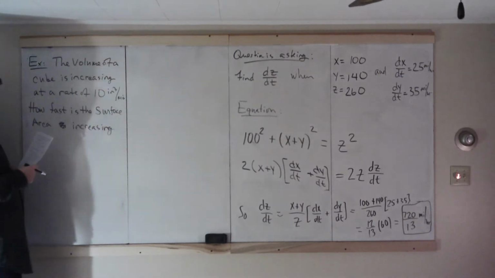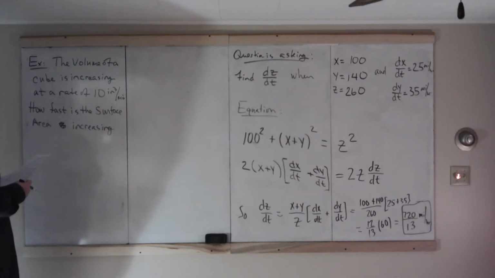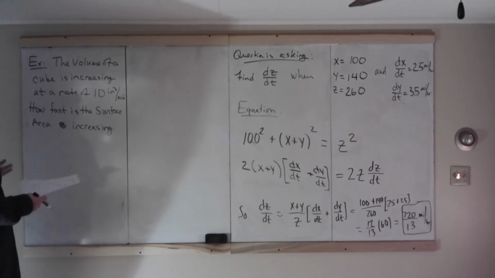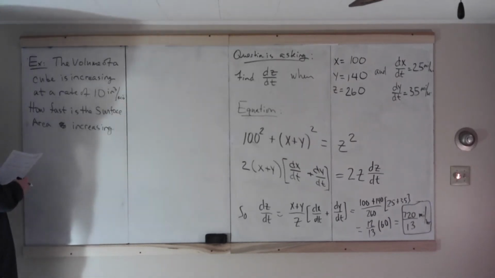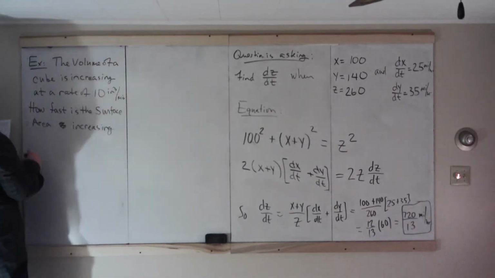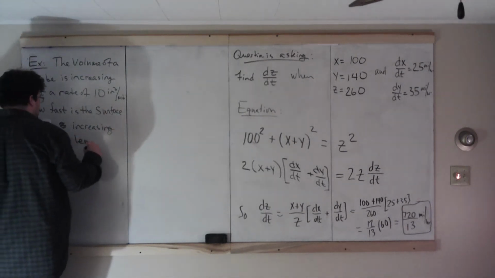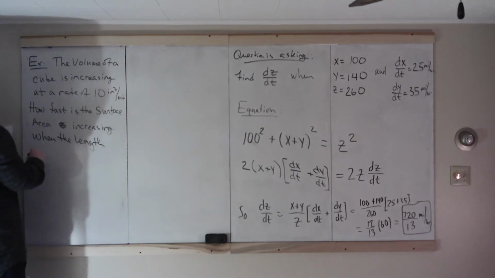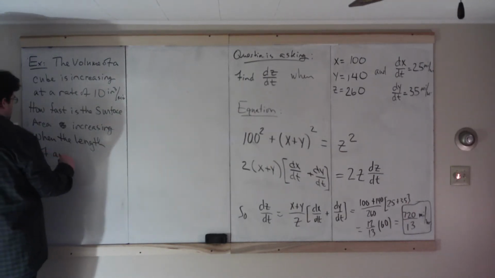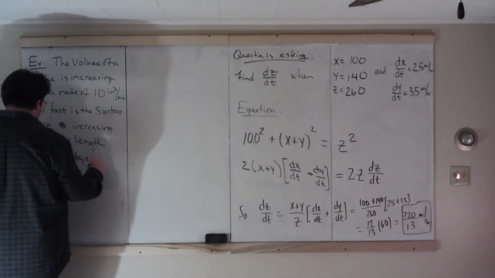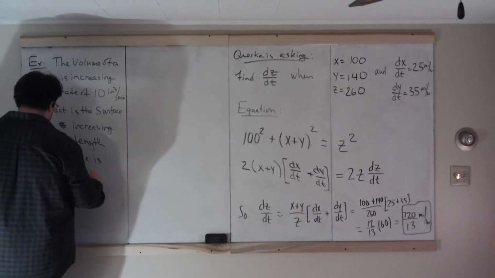So in the previous two examples, our rates were positive. The quantities were increasing as time was changing. How fast is the surface area increasing when the length of an edge is 3 inches?